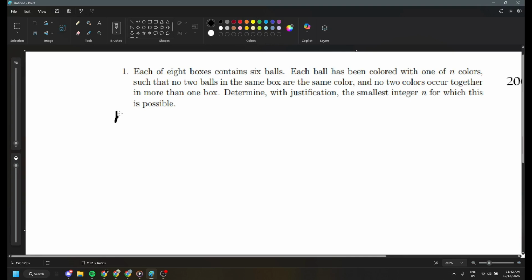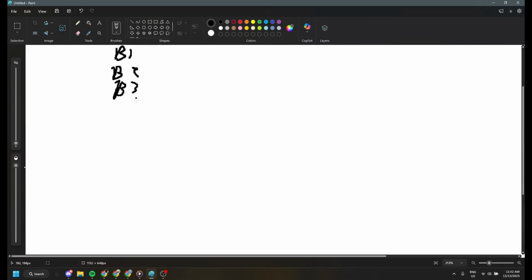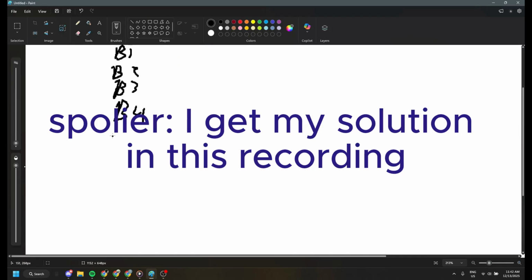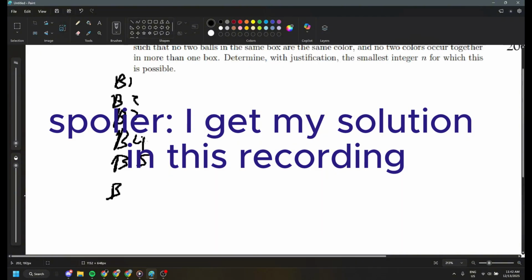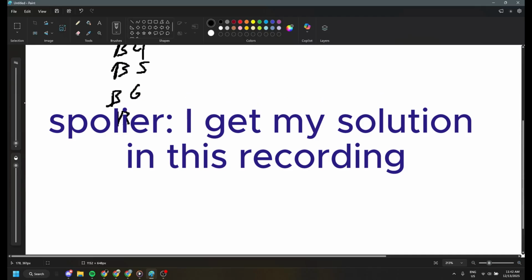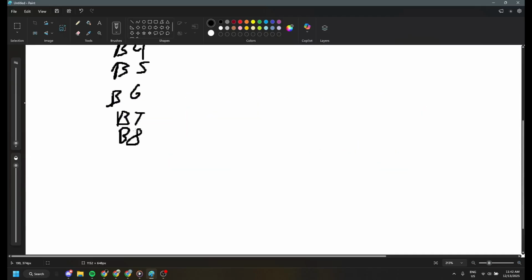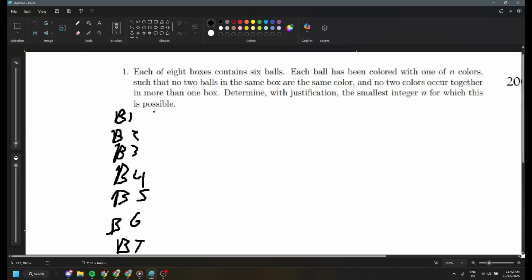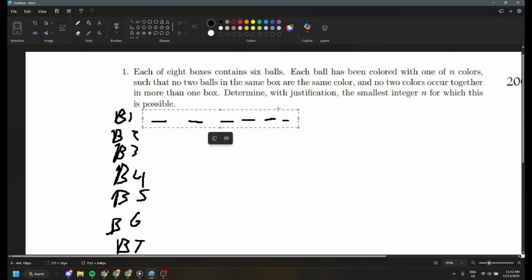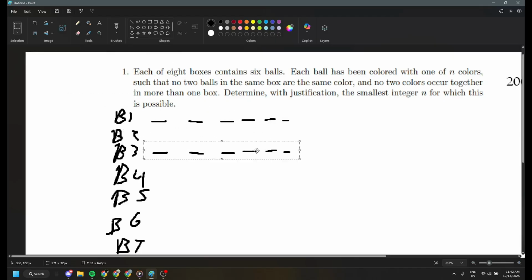There's box number 1, box number 2, box number... you probably won't be seeing this. This is just me working through it to get an initial grasp on the problem. Okay. Each of these contains 6 balls. So 1, 2, 3, 4, 5, 6. And then let me just copy this. Can I do that? Yeah.